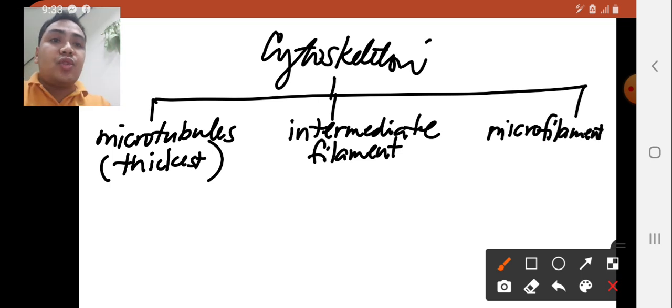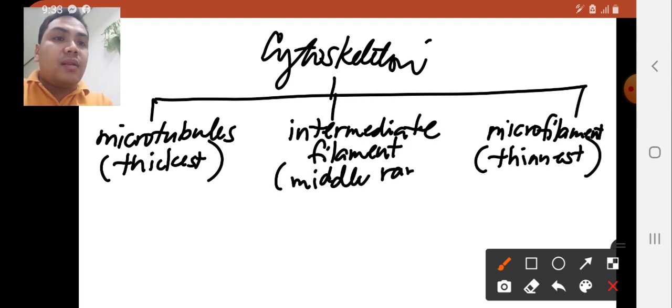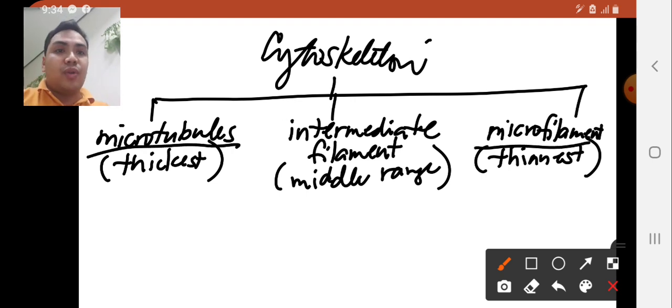So among these three types of fibers for the cytoskeleton, microfilament has the thinnest forms of fibers in terms of its diameter, in which in the middle range, when it comes to the diameter, we have intermediate filament. So the diameter of the intermediate filament can be larger than the microfilament, but it is smaller than the microtubules. Hence, its diameter is within the middle range.